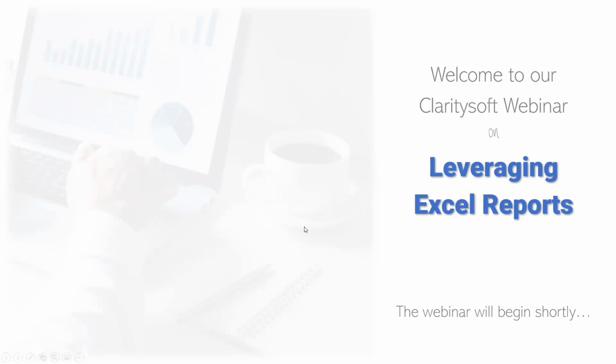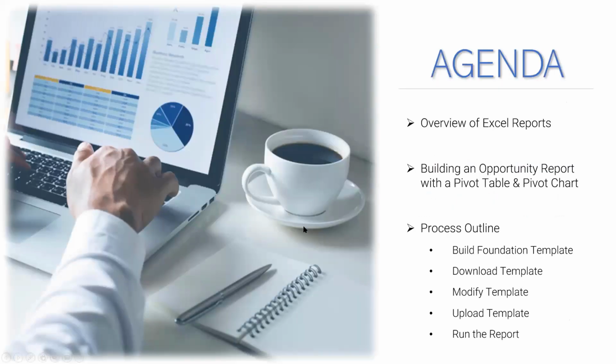Today we're going to do a very simple report. We're going to build an opportunity report that pulls in our current opportunities, or opportunities for the current month. So it'll be very simple. We'll create a pivot table and a pivot chart from that data. But the steps that you will learn will apply to any other report that you want to design.